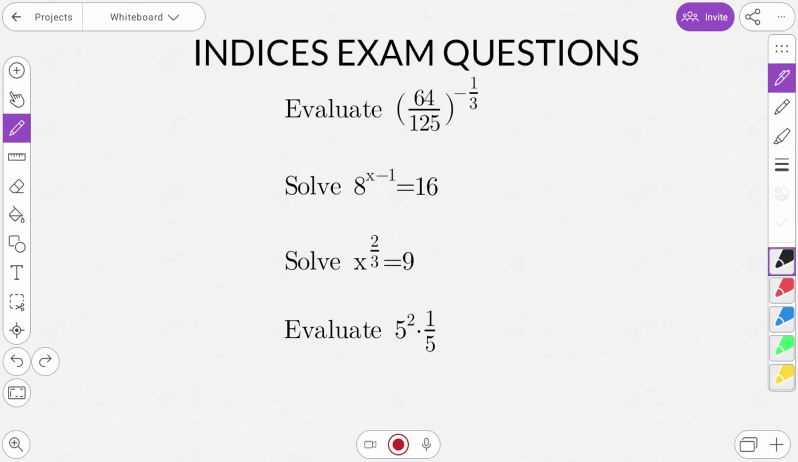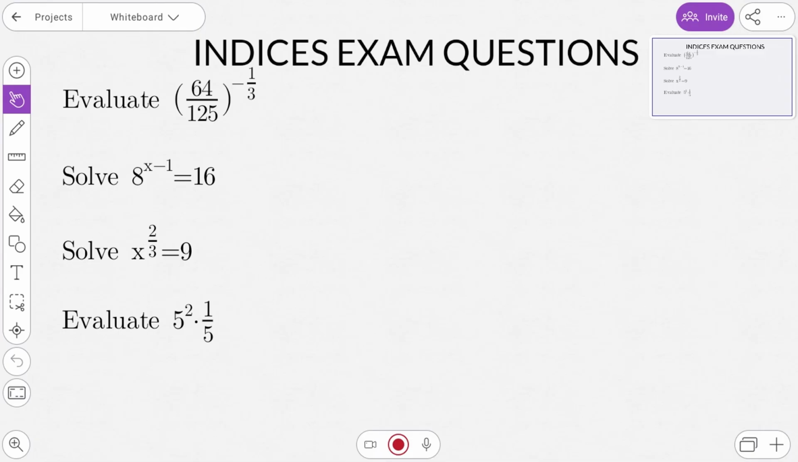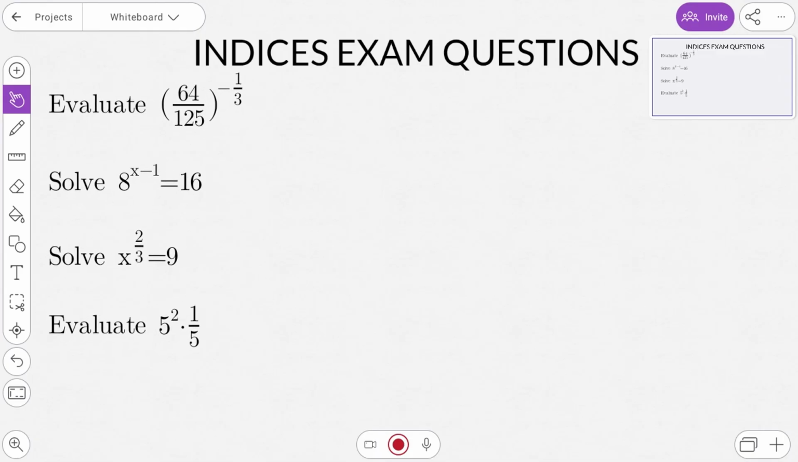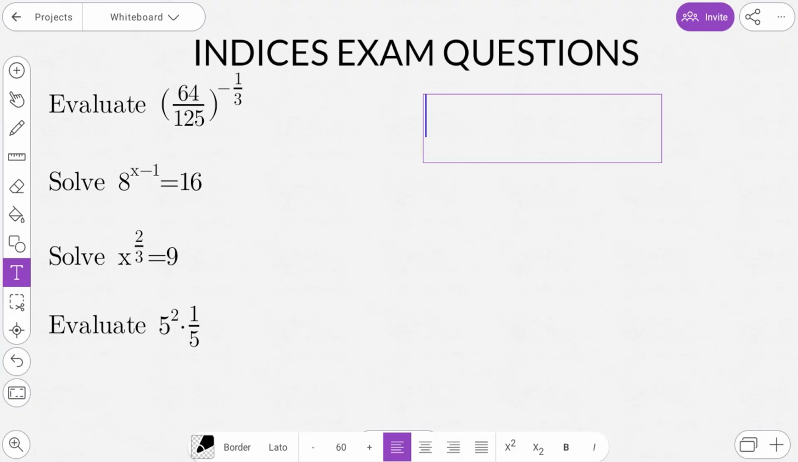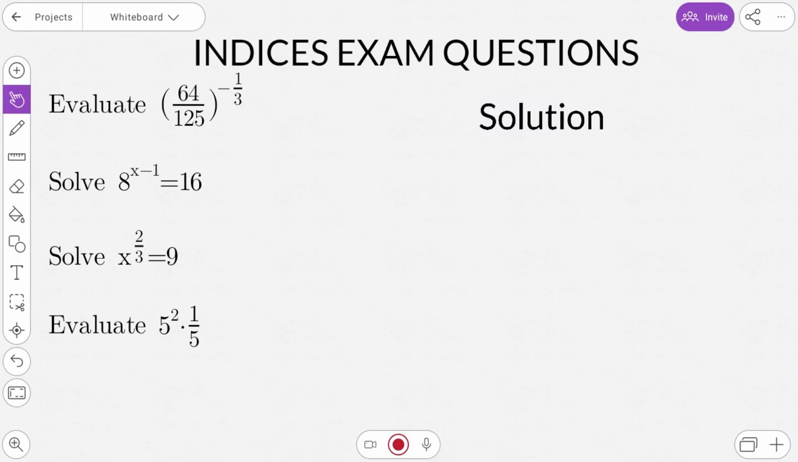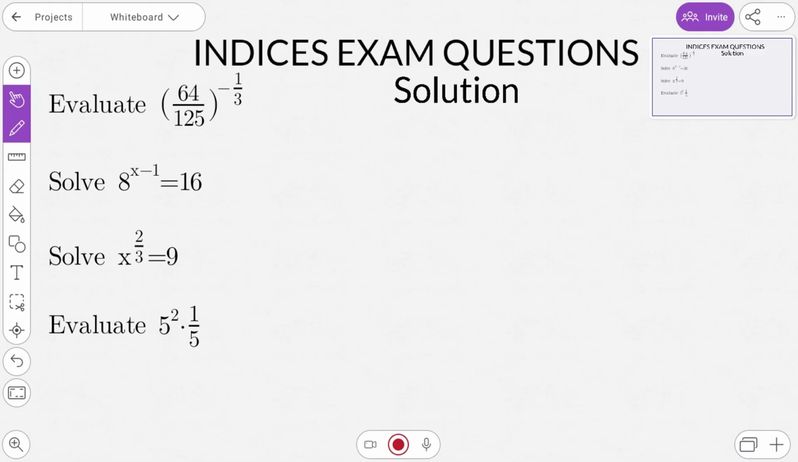Okay, so here are some indices exam questions that I want to walk you through. We have 4 questions on this list, and I'll solve them systematically for you to see how to go about each one of them. Let me move the questions to the side so we can start. Let's type solution here and let me structure it well.